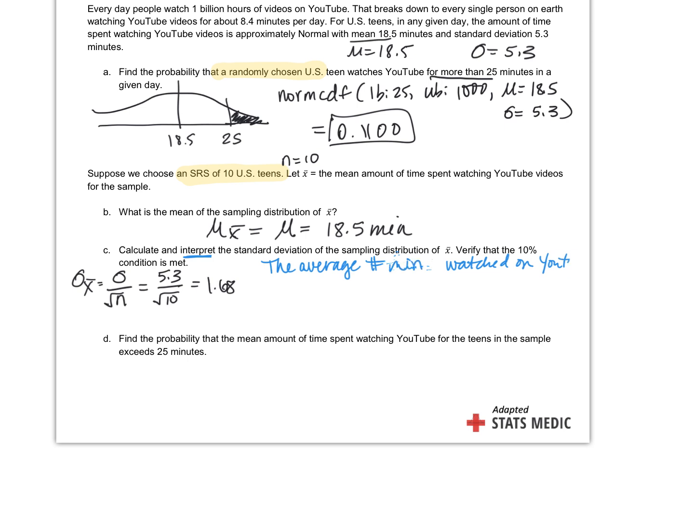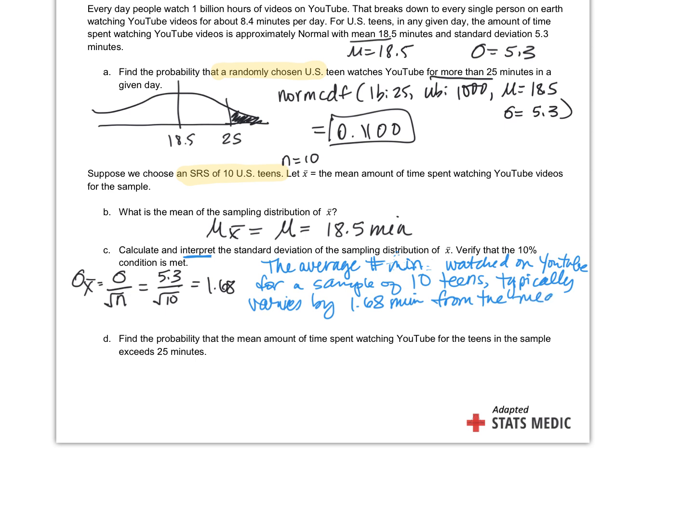Minutes watched on YouTube. A sample of 10 teens. That's all context and sample stuff, right? The average number of minutes watched on YouTube for a sample of 10 teens typically varies by 1.68 minutes from the mean of 18.5 minutes.